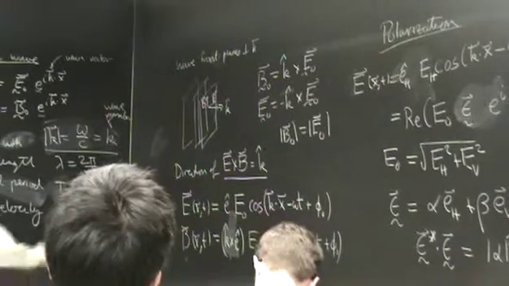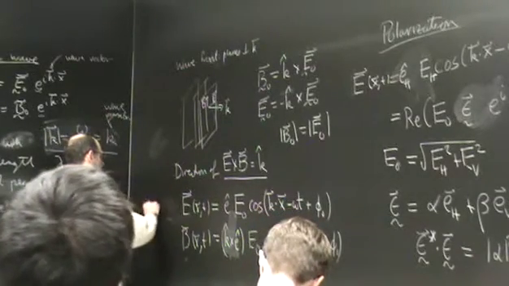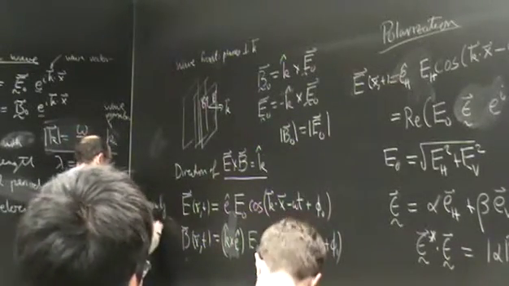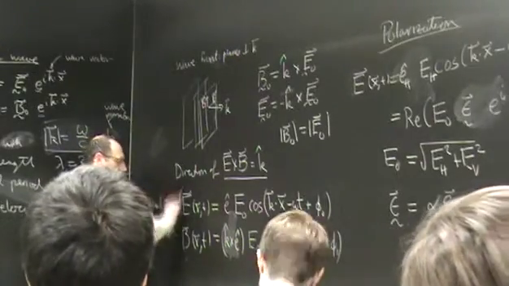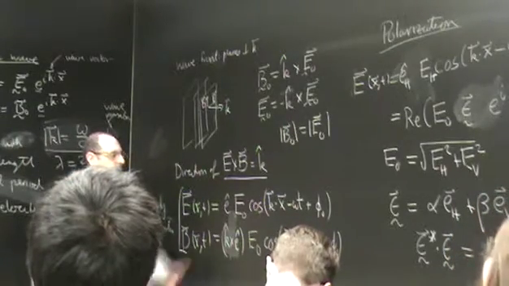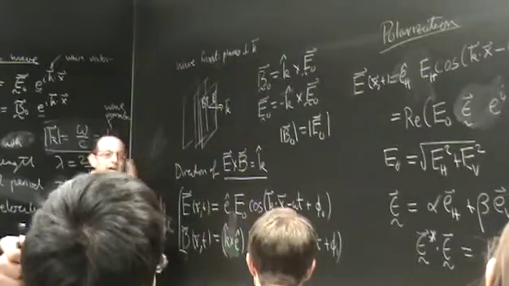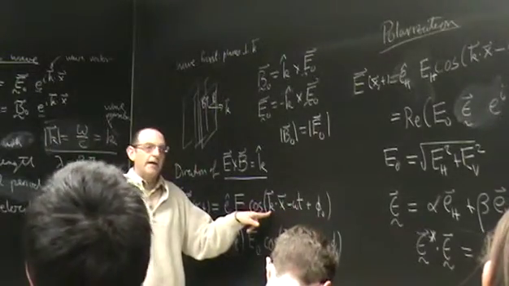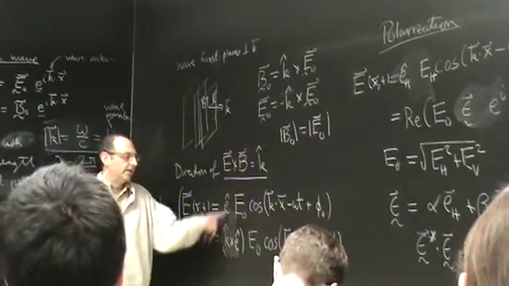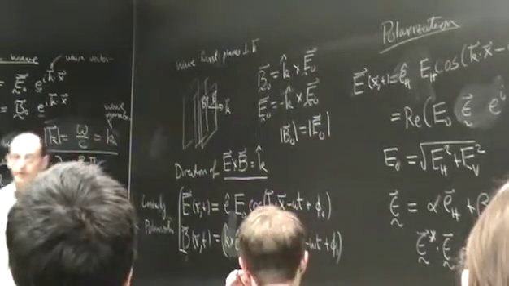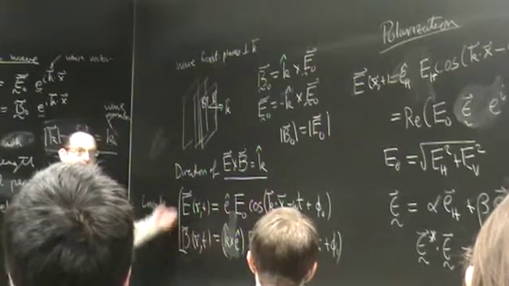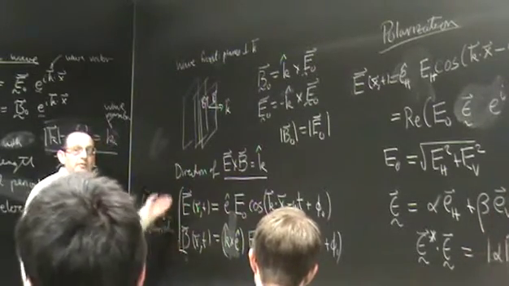So a linearly polarized plane wave is given here. This is a general linear polarization in some direction, E being a real vector, propagating in the k direction. And the direction of B is perpendicular to the direction of E and perpendicular to the direction of k. And the E and the B are in phase with one another in a free space plane wave.